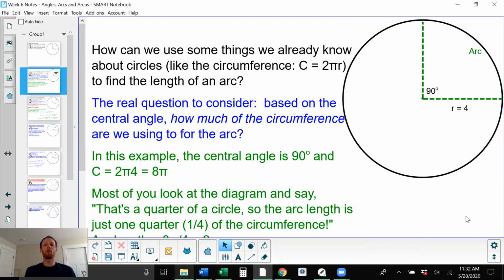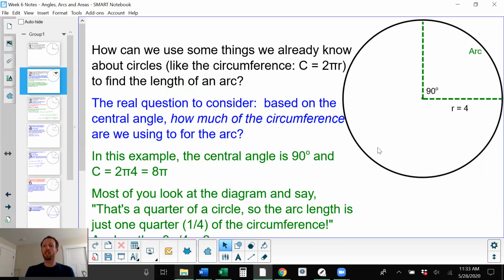One thing that we know a lot about when it comes to circles is the circumference. We find the circumference by multiplying the radius by 2 pi. Well, what is this arc length going to be? I think the real question to consider is how much of the circumference we are using for this particular arc. Now this example has the 90-degree angle, and most of you would look at this circle and say, hey, that's a quarter of the circle. The arc length is going to be a quarter of the circle's circumference.